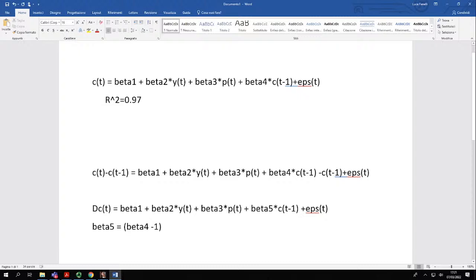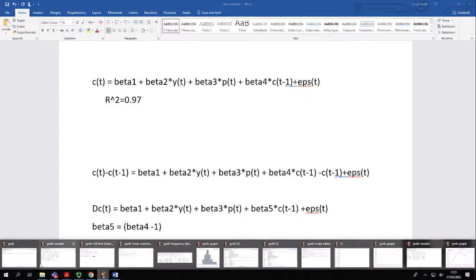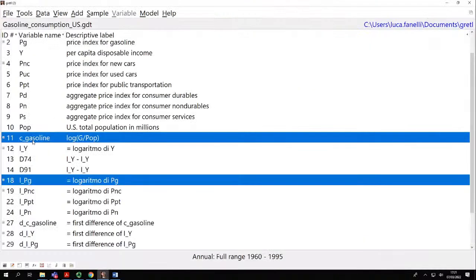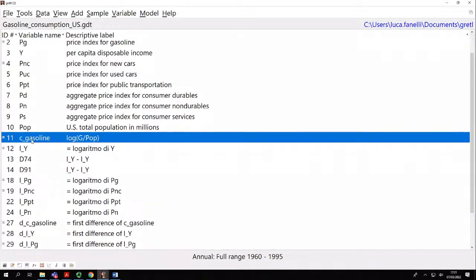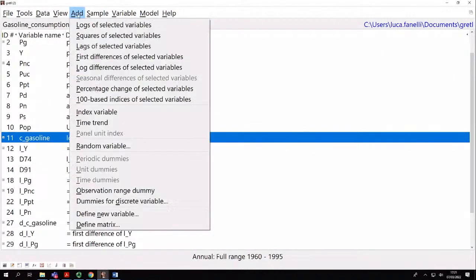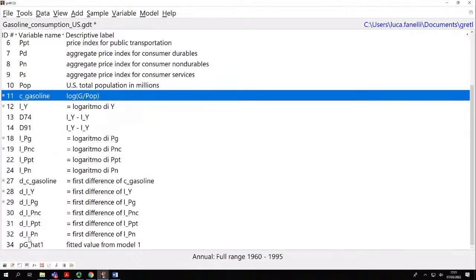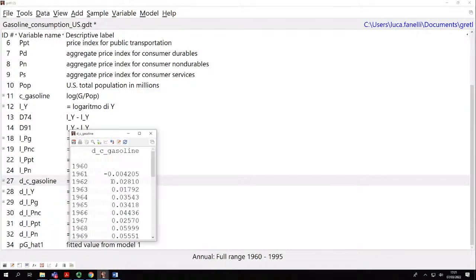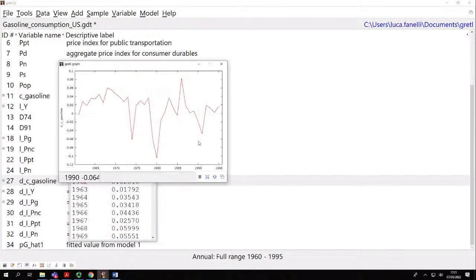Let's check it, okay? What I'll do now, I'm going to define the novel dependent variable, the growth rate of per capita consumption. So I go on the data set. I take the first difference of consumption of gasoline, so I add the first difference of the selected variable, and I have the growth rate, the first difference of gasoline. Let me show you. This is the plot. Okay, it's a growth rate now.